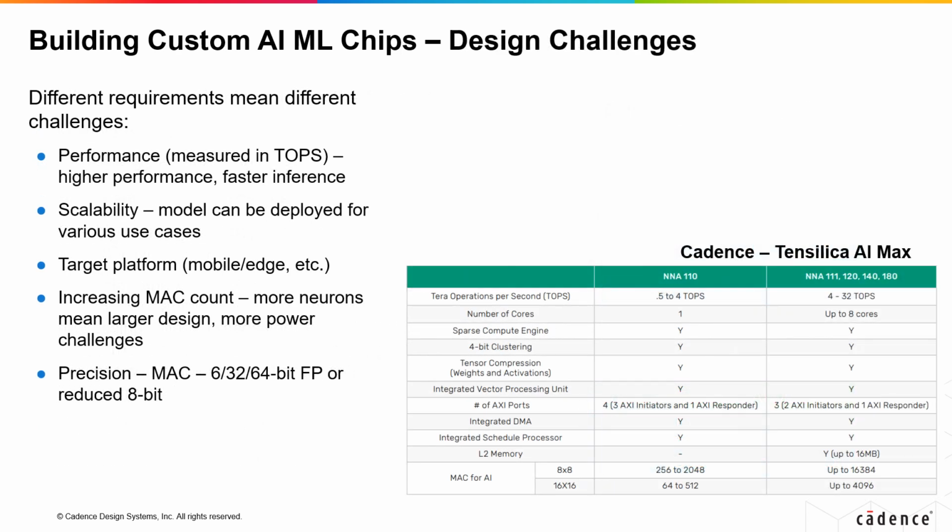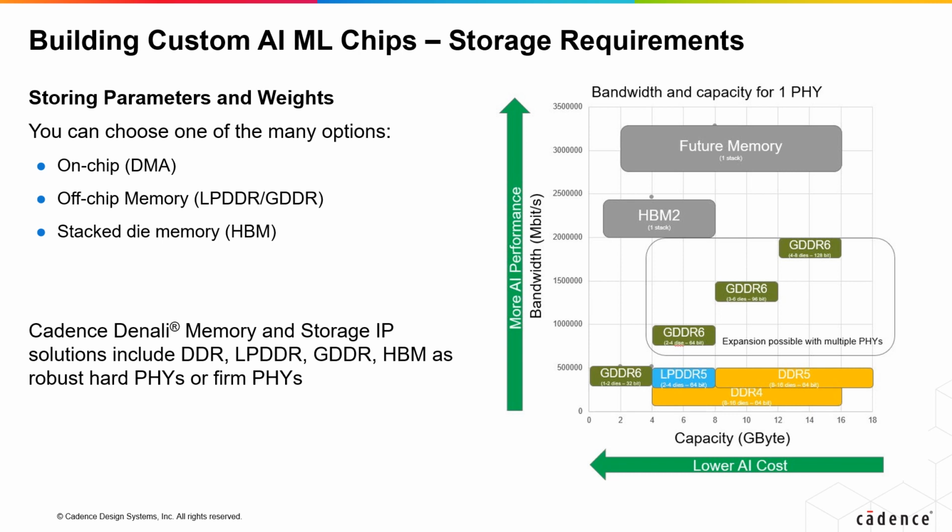Depending on the size of the models, a lot of datapath components are required to compute the output of each layer. The larger the data and the model, the more hardware is necessary to store, transfer, and process the data to accelerate machine learning applications. To store the parameters and weights, you can use on-chip DMA, off-chip memories such as DDR, or stacked die memories like HBM.